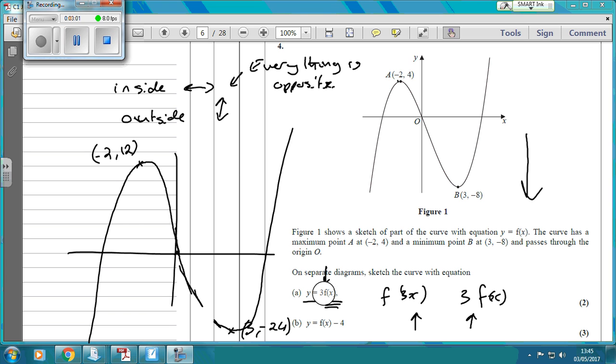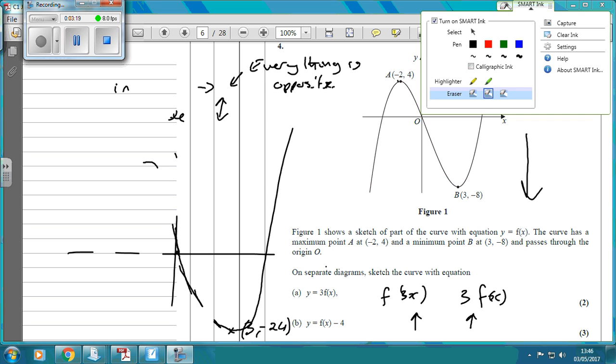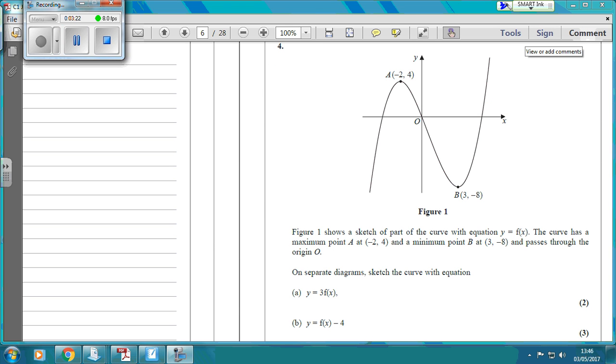Now notice that that was 3 lots of f of x, so therefore it's a stretch. This one here is either a plus or a minus, so that means we pick it up and we move it. And again, we have a look at this. The minus 4 is on the outside of the brackets, so therefore we pick it up and we move it down by 4. So, if we do that, whereas this point here is 2 to the left, 4 up, if we move that 4 down, it's going to go to there. This point here at the moment is on 0, so if we move that down by 4, it's going to go to minus 4. This point here is 3 across, 8 down, so that's going to go down to 12 down.